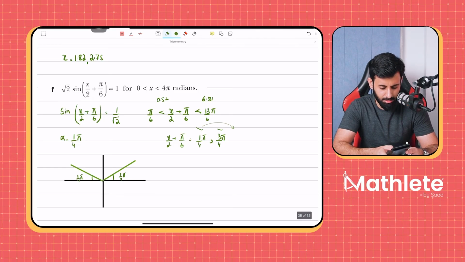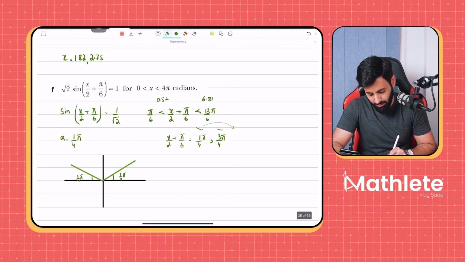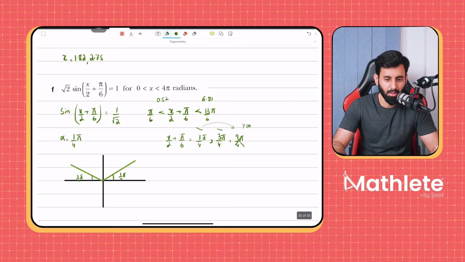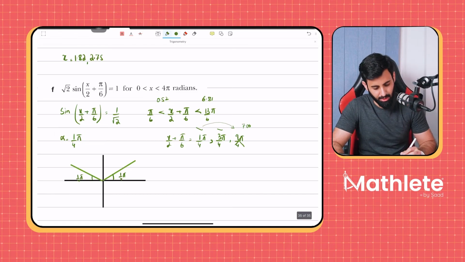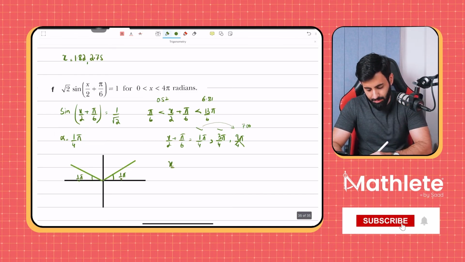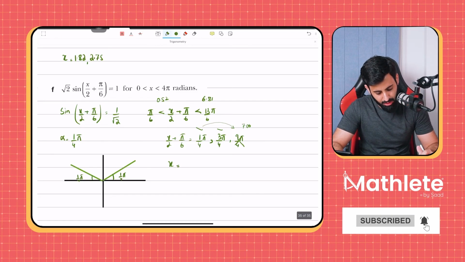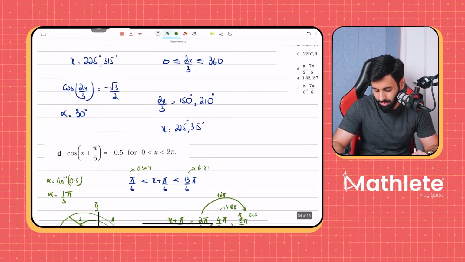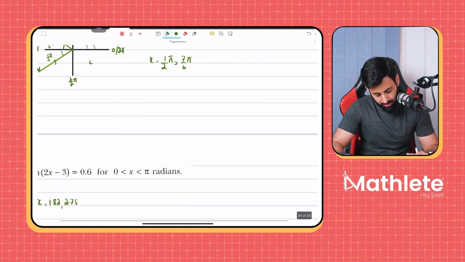So if I add 1 upon 4 pi to the existing value, let's see. I know we can't, but let's do it anyway. So we get 9 upon 4 pi, okay, which is 7.06. Okay, so what do we do? We just cross it out, no problem. And then you write down the final answer, which is, okay, I'm just going to copy the final answer. 1 upon 6 pi and 7 upon 6 pi.